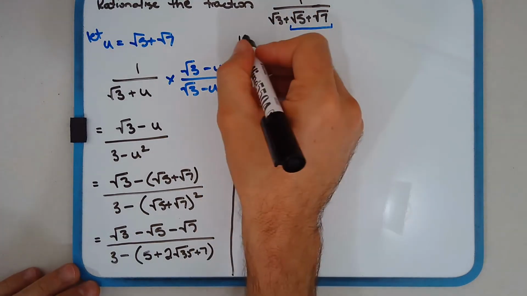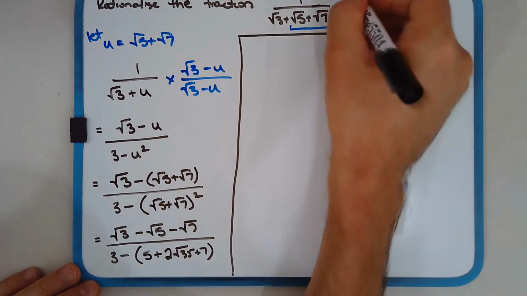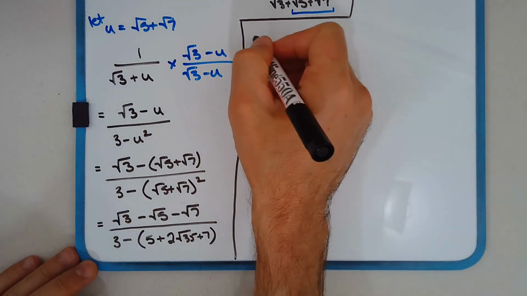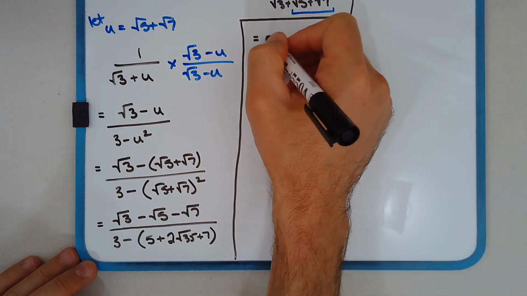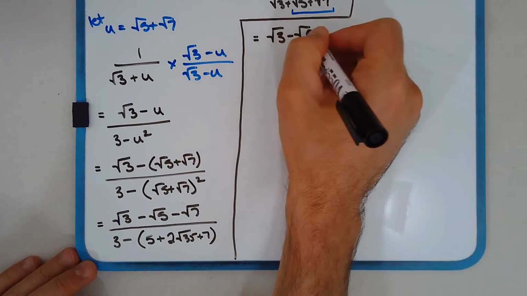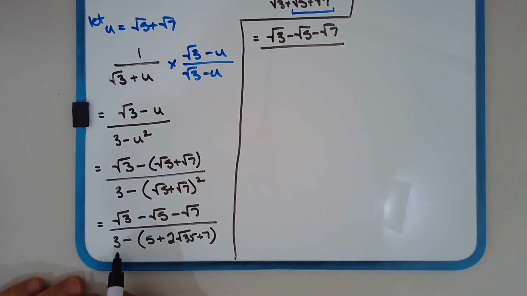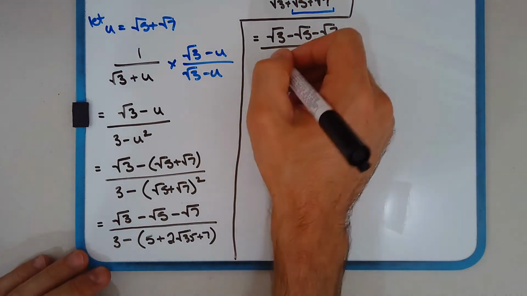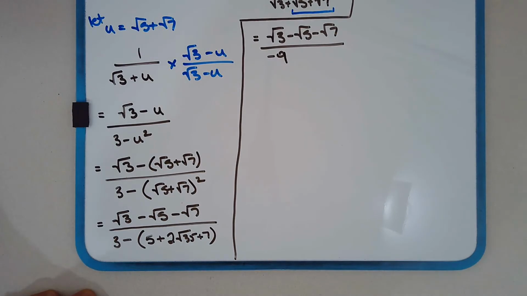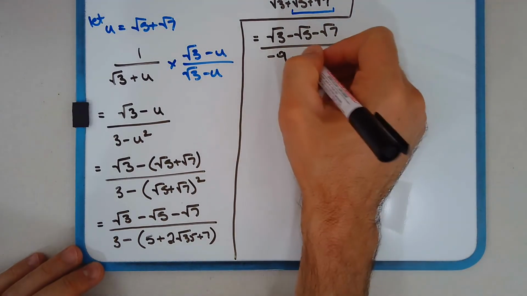So let's keep going. That's going to be equal to root 3 minus root 5 minus root 7 all over, now we've got 3 minus 5 minus 7. If you expand the bracket here, the negative gets weaved into all these terms. So 3 minus 5 minus 7 is negative 9, and minus 2 root 35.